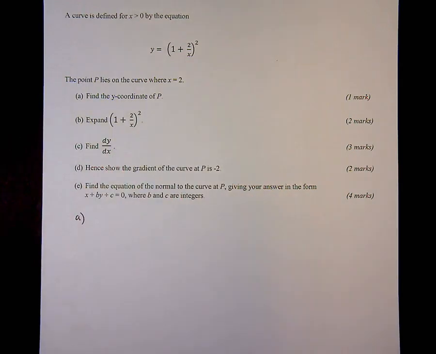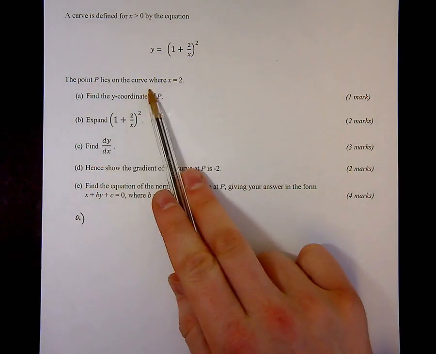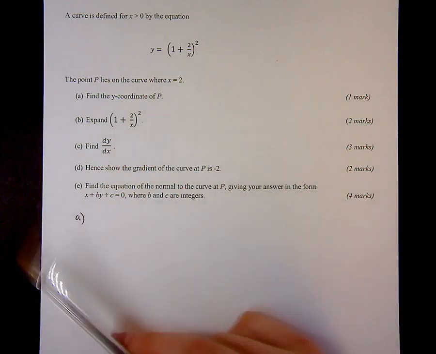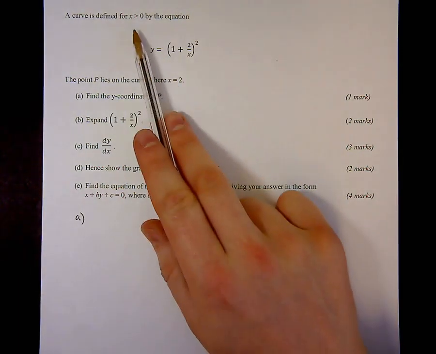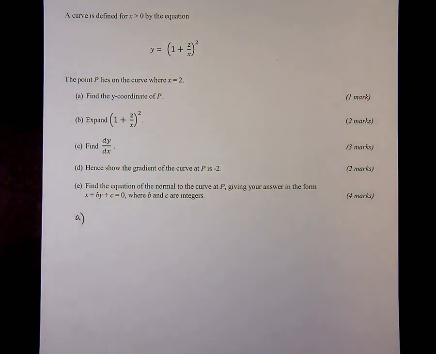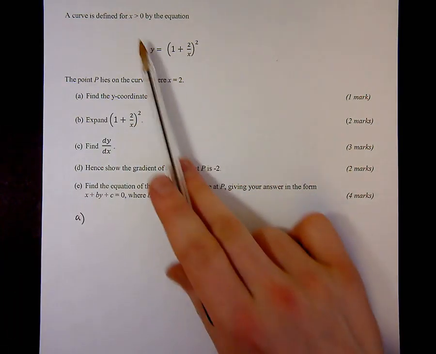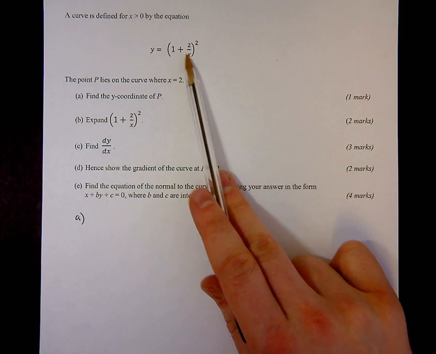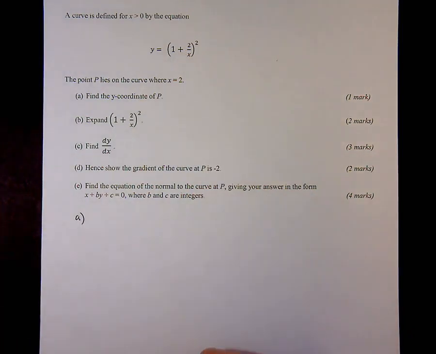Part A says find the y coordinate of P, where we're told that the point P lies on the curve for this function, and x equals 2. Just a quick note, it says here the curve is defined for x greater than 0. The reason we've got this extra restriction in the domain is that if we have x equal 0, we have 0 in the denominator of the fraction. We can't have 2 divided by 0, it's undefined.